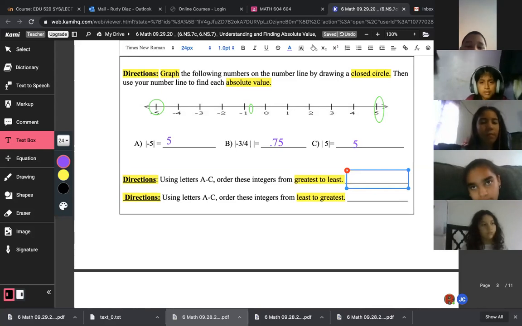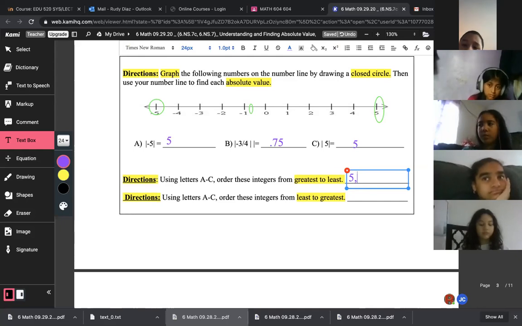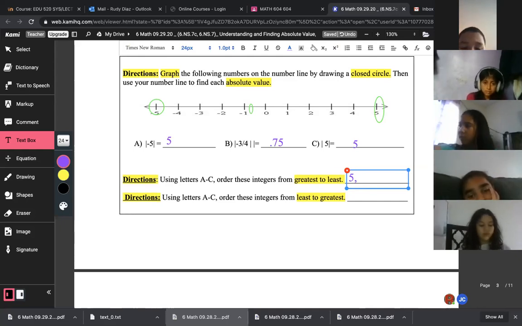Do you write it as 5 or the absolute value of 5? The absolute value. You said the absolute value of 5, Mr. R. So the absolute value of 5 is 5. Okay. The next one will be, well, A, B, and C, right? So A is 5. We have B, which is what?